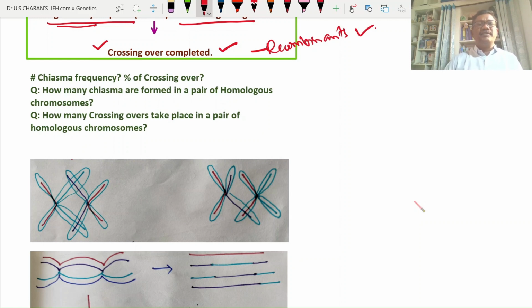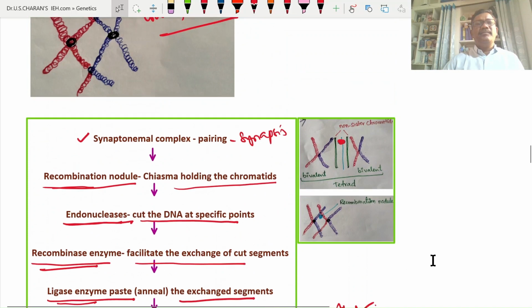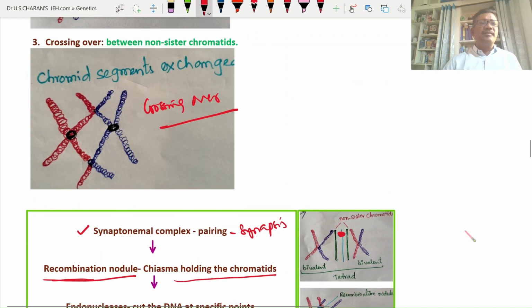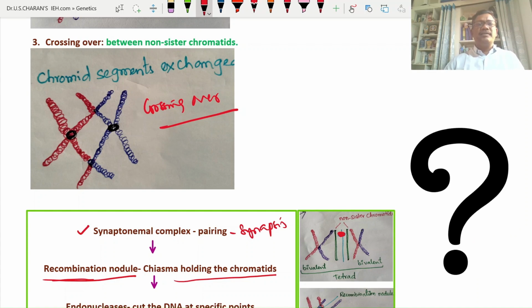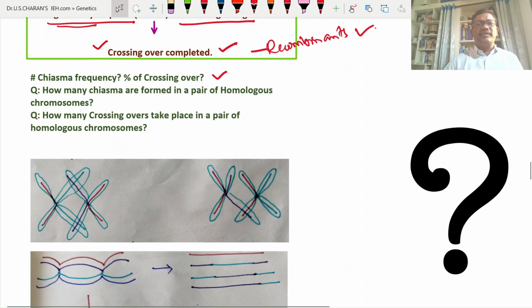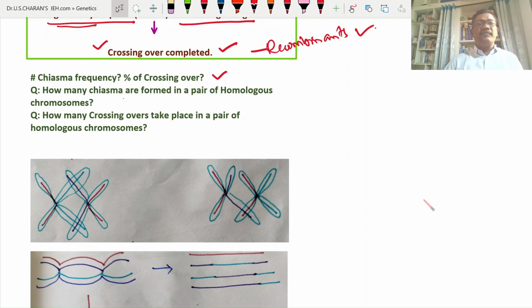Chiasma frequency. What is chiasma frequency? What is the percentage of crossing over? Means, showing that at two regions the chiasma are forming or crossing over is taking place. Are all the chromosomes paired at two regions or more regions or one region? Means how many chiasma are forming, how many places the crossing over is taking place. That is the question of chiasma frequency and percentage of crossing over. How many chiasma are formed in a pair of homologous chromosomes? How many crossing overs are taking place in it? That is the main question here to be discussed.